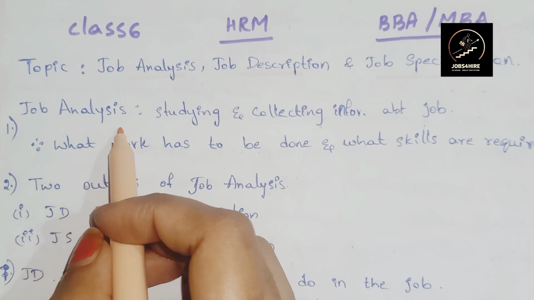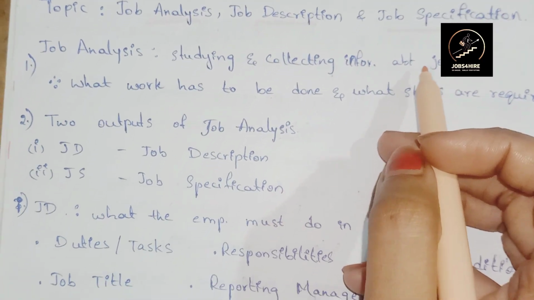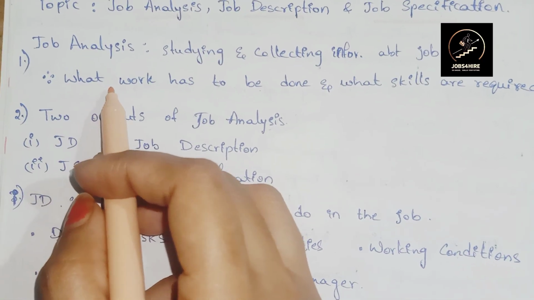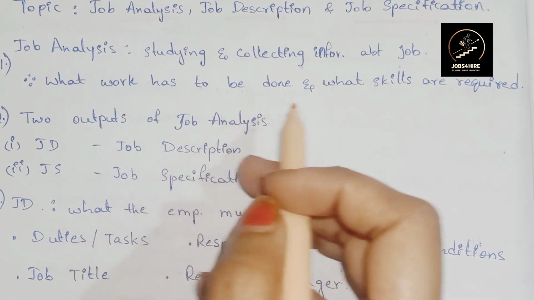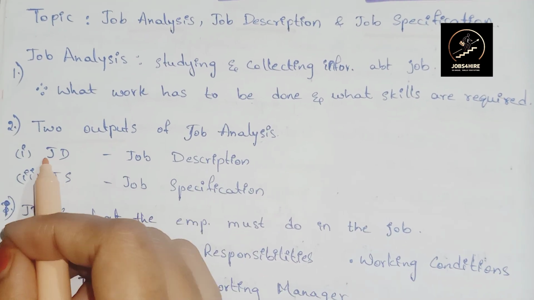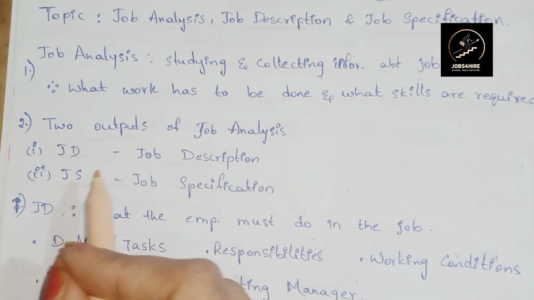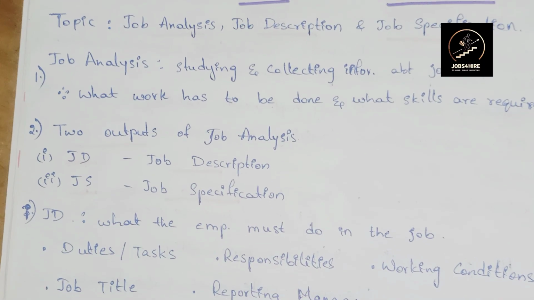Job analysis means studying and collecting information about the job, which simply means we say what work has to be done and what skills are required. There are two outputs, JD and JS. JD means job description, JS means job specification.